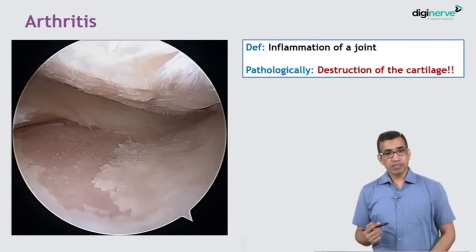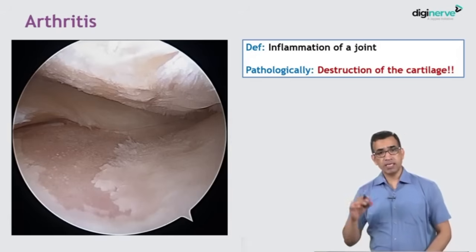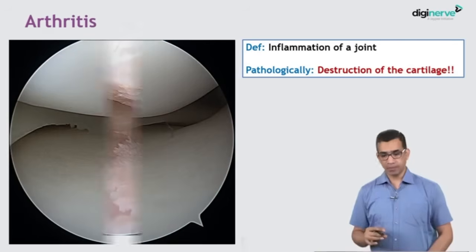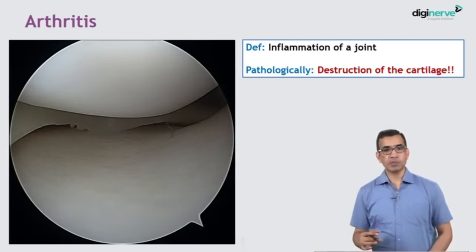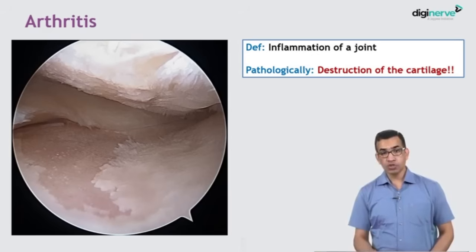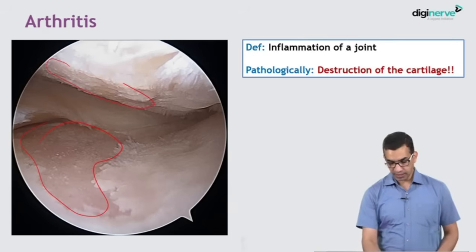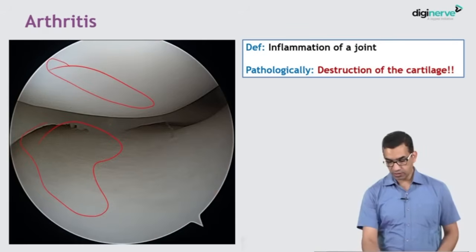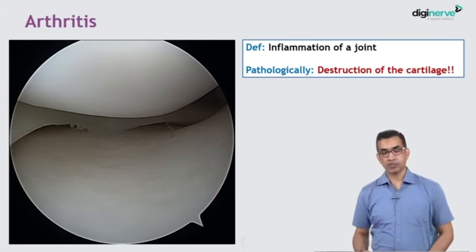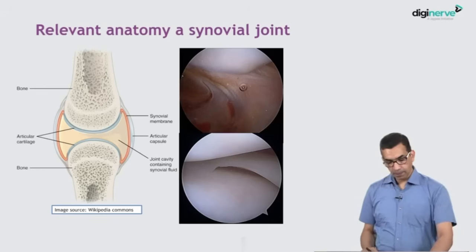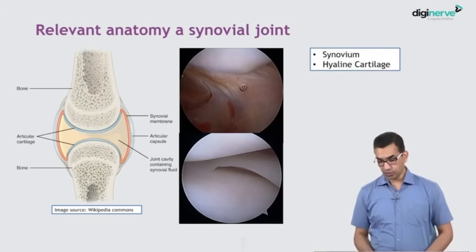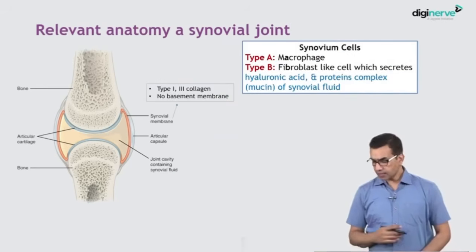As we have discussed, arthritis is basically inflammation of a joint, but pathologically when we say arthritis it means destruction of a joint. This is what a normal joint looks like, but an arthritic joint is a joint where there is destruction of the cartilage. You can see this is destruction of the cartilage. And this is again a normal joint. We have discussed again and again the relevant anatomy of the synovial joint.